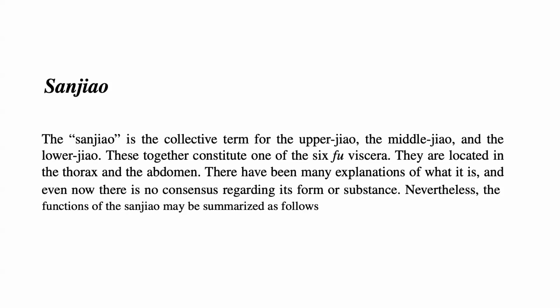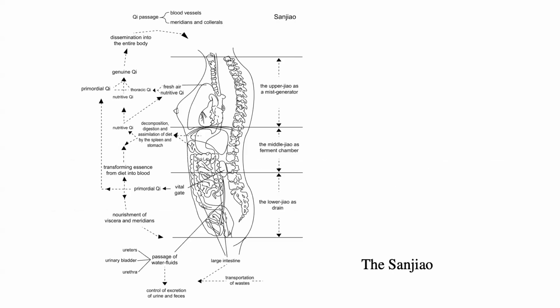We discussed the full viscera and the irregular organs. This time we focus on the sanjiao. Sanjiao is the collective term for the upper jiao, middle jiao, and the lower jiao. These together constitute one of the 6 full viscera. They're located in the thorax and the abdomen. There have been many explanations of what it is, and even now there is no consensus regarding its form or substance. Nevertheless, the functions of the sanjiao may be summarized as follows.